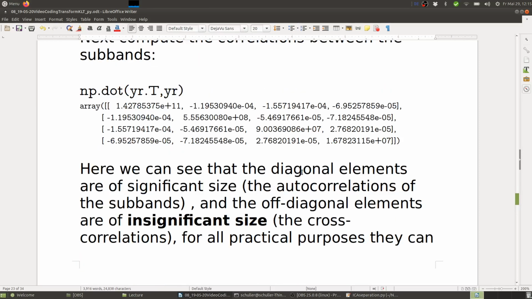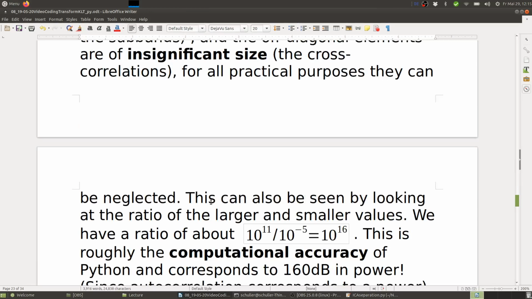So here we can see that the diagonal elements are of significant size, the autocorrelations of the subbands, and the off-diagonal elements are of insignificant size, the cross-correlations. For all practical purposes, they can be neglected.